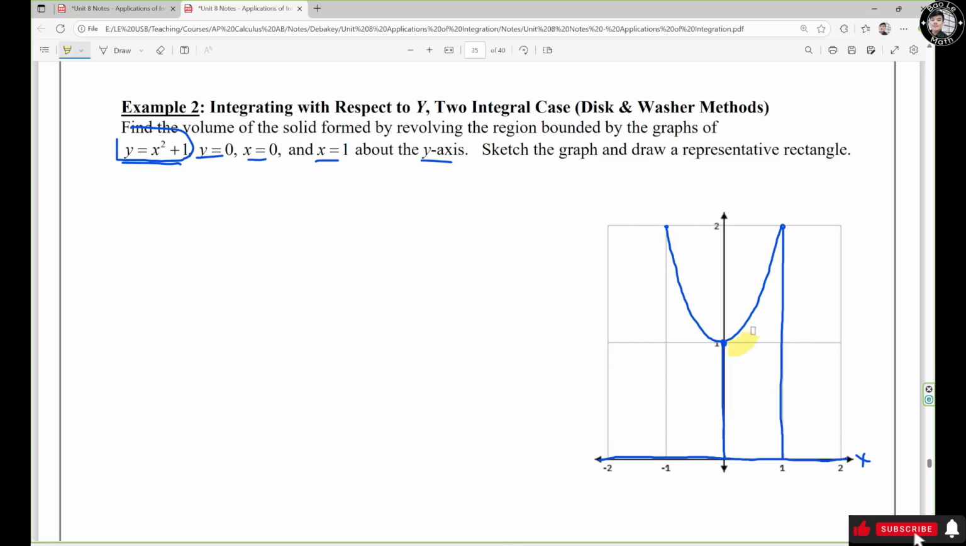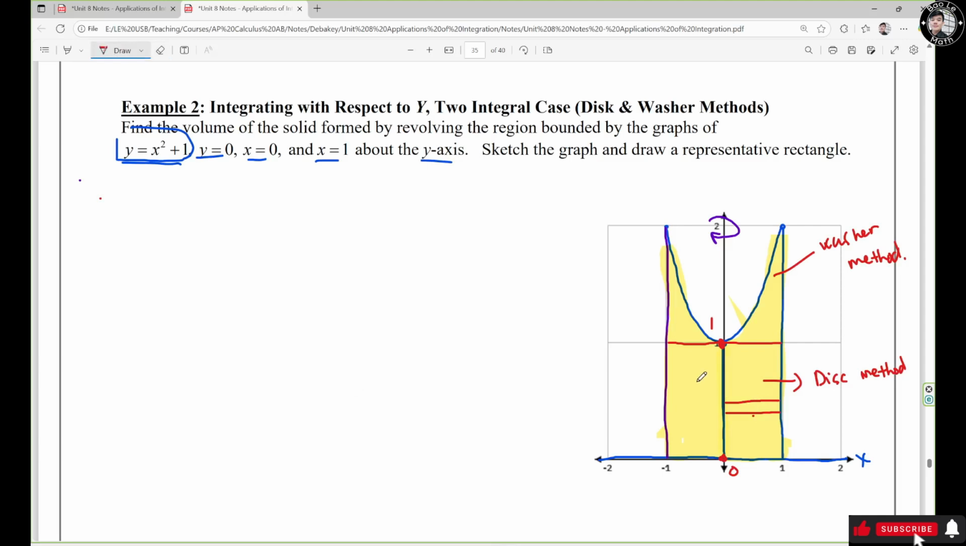Now the shaded region is this guy. Now if you revolve this one about the y-axis, it could be something like this. Now we're gonna split this solid into two shapes, right? The first one is from here to here. So this one right here, we're gonna use the disk method because we don't see the hole. This one right here, we're gonna use the washer method.